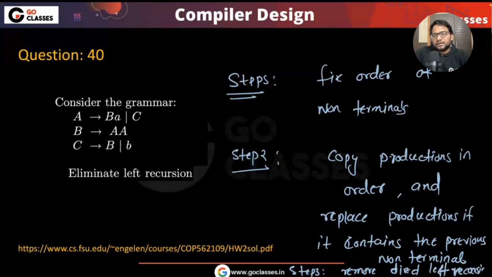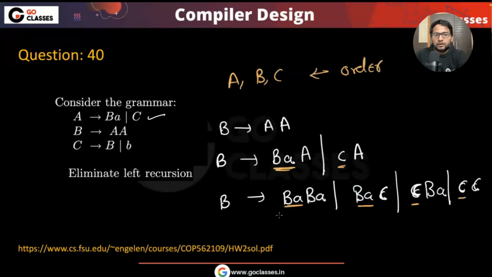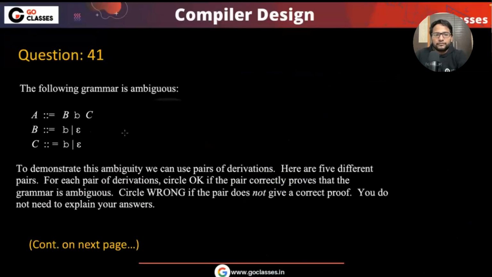Have you seen these in the theory lectures? Have you seen this particular indirect left recursion? Yes, right? Okay. Now let's move further. Now what they're saying is this grammar is ambiguous. To demonstrate the ambiguity, we use a pair of derivations. Here are the 5 different pairs. For each pair of derivations, circle OK if the pair correctly proves that the grammar is ambiguous.